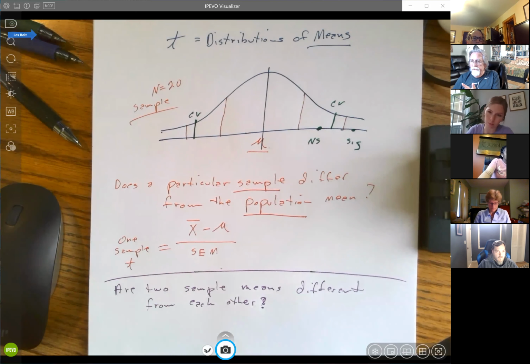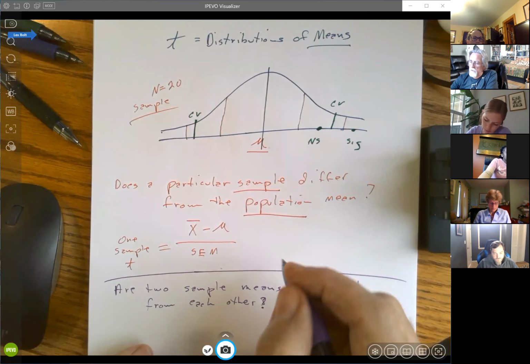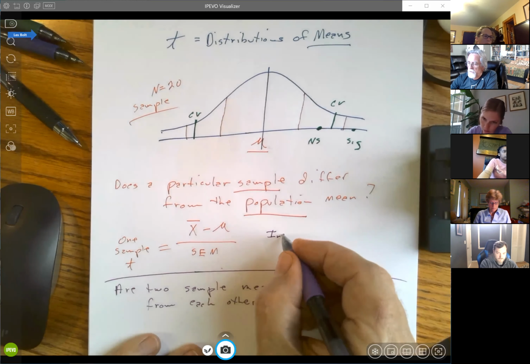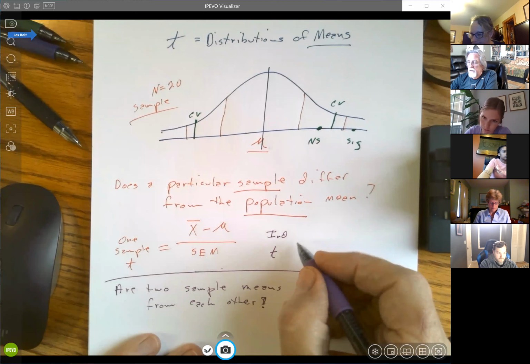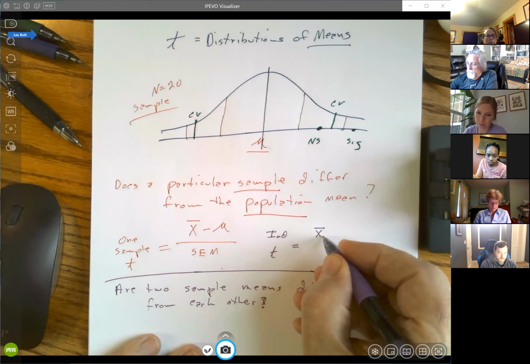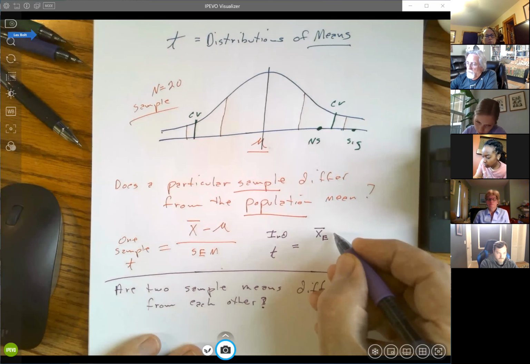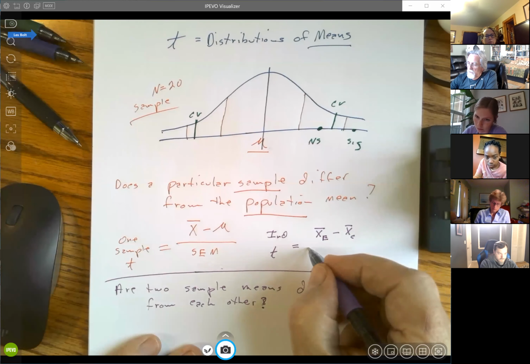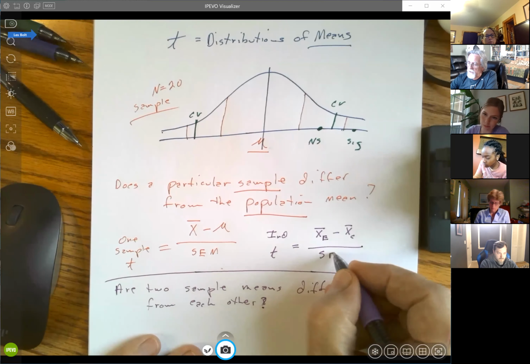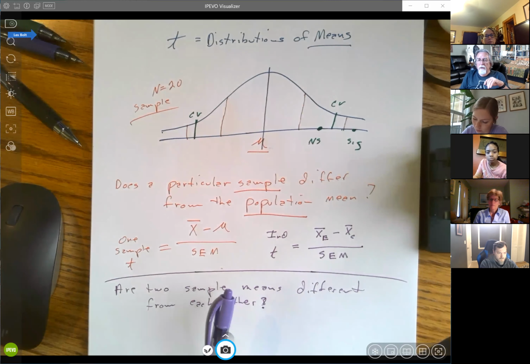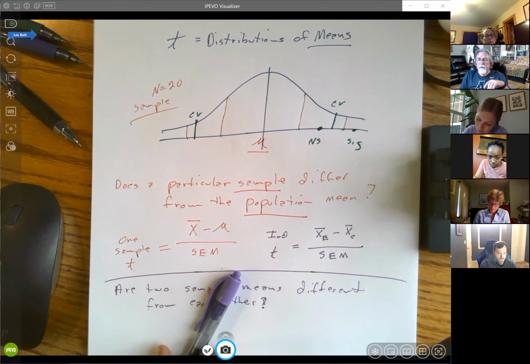Now, we're looking at two sample means. And so that formula, which is called an independent t-test, is the mean of, say, the experimental group minus the mean of the control group, divided by the standard error of the mean. And once again, it's figured a very similar way. So experimental group minus control group divided by standard error of the mean.